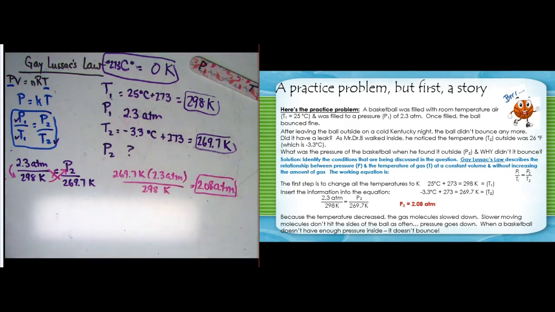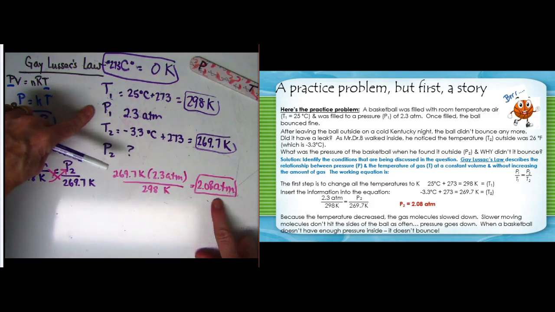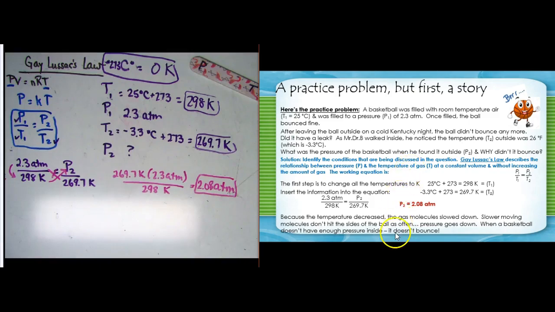We're going to use the P1 over T1 equals P2 over T2, and we're going to solve for whatever is left. Now hopefully this makes sense because the temperature decreased. If the temperature decreases, the pressure is going to decrease. The pressure initially was 2.3 atmospheres. The pressure at the end was 2.08 atmospheres, and just the pressure made it so that the basketball did not have elastic collisions and it didn't bounce. All right, so let's go to the second problem.